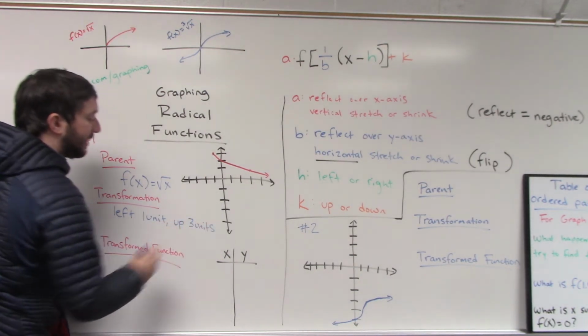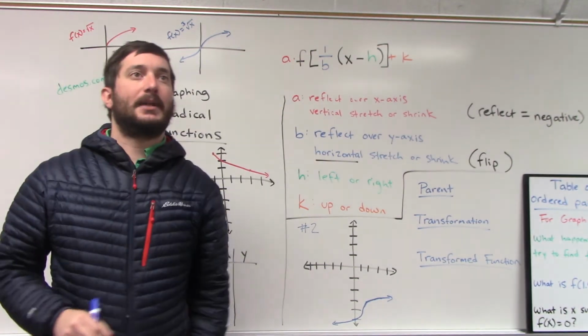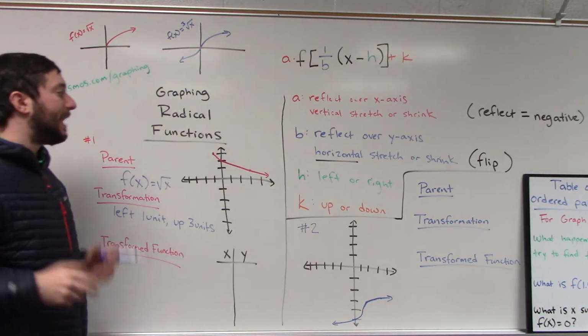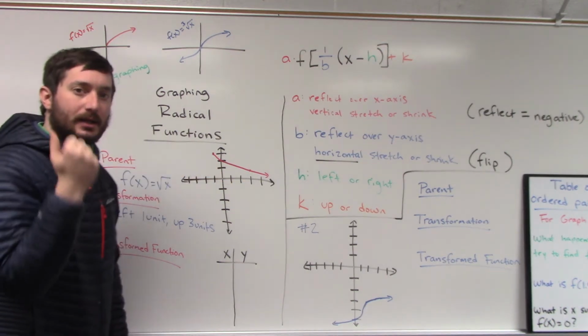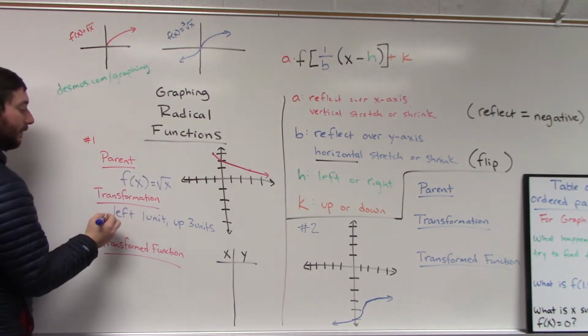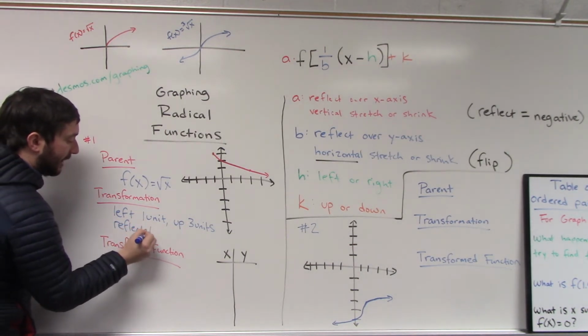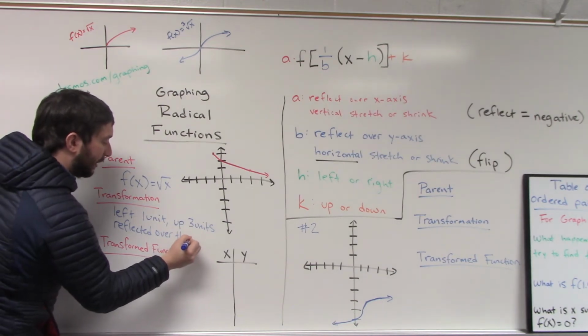And something else that has happened if you compare this to the parent: the parent goes up towards the right. This one goes down towards the right. Clearly, something else that has happened here is this graph is flipped or reflected upside down, reflected over the x-axis or across the x-axis. So 3 transformations happening here.